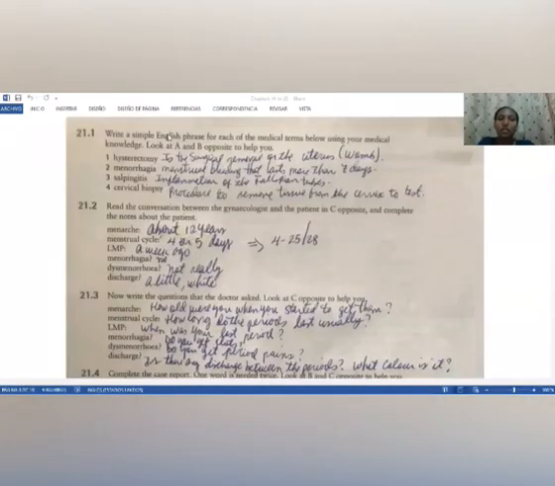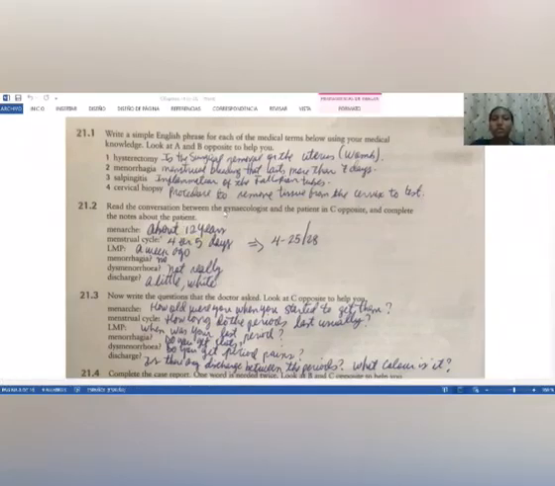Write a simple English phrase for each of the medical terms below using your medical knowledge. Look at A and B opposite to help you. Number 1. Hysterectomy is the surgical removal of the uterus. Number 2. Menorrhagia, menstrual bleeding that lasts more than 7 days. Number 3. Salpingitis, inflammation of the fallopian tubes. Number 4. Cervical biopsy, procedure to remove tissue from the cervix to test.